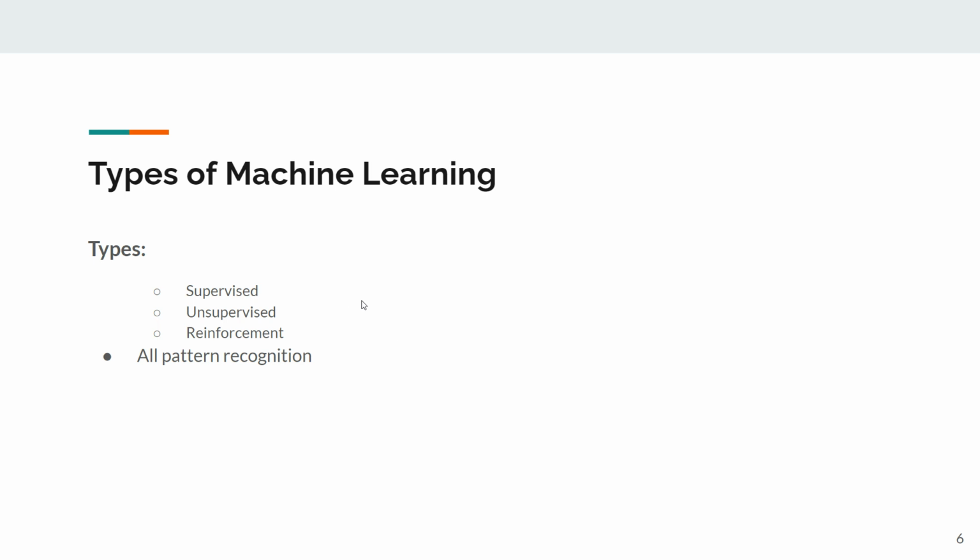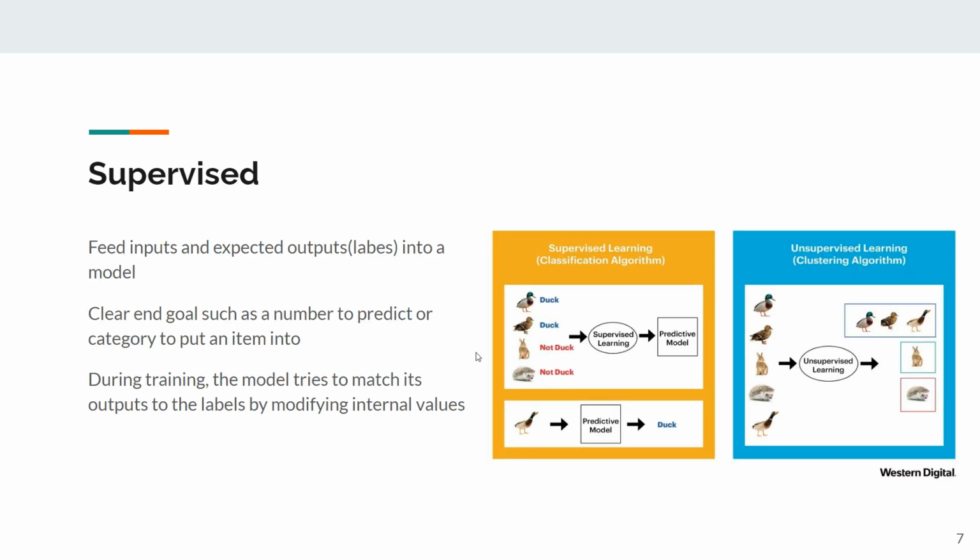Here are some of the types: supervised, unsupervised, and reinforcement. But they all have something in common, which would be pattern recognition. Just some examples of supervised and unsupervised with some visuals. Supervised learning, they tell you what it is and what it's not. Duck, duck, not a duck, not a duck. Supervised learning gives you a predictive model. Unsupervised would be just showing everything and then letting the computer find the patterns.